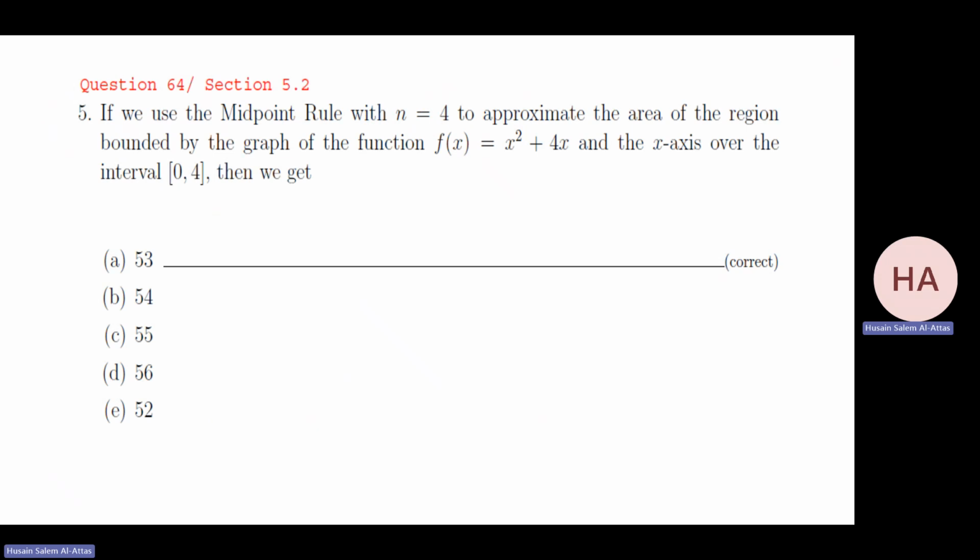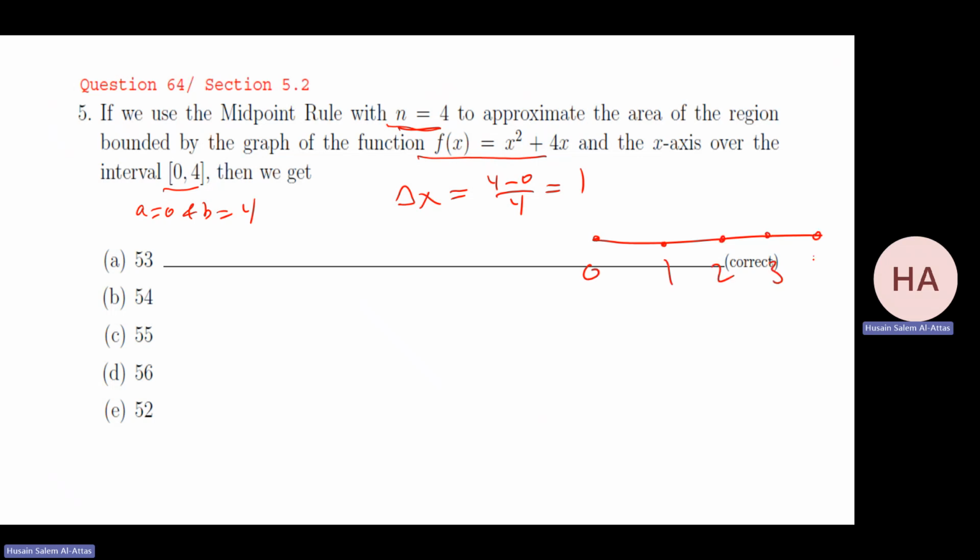Okay, if you use the midpoint with n equals 4 to approximate the area of the region bounded by this graph and the x-axis over this interval, a equals 0, b equals 4, n equals 4, delta x will be 4 minus 0 over 4, that is 1. Zero, add 1: 1, 2, 3, 4. No, I need the midpoint. So I need 1 over 2, 3 over 2, 5 over 2, 7 over 2. Delta x is 1.